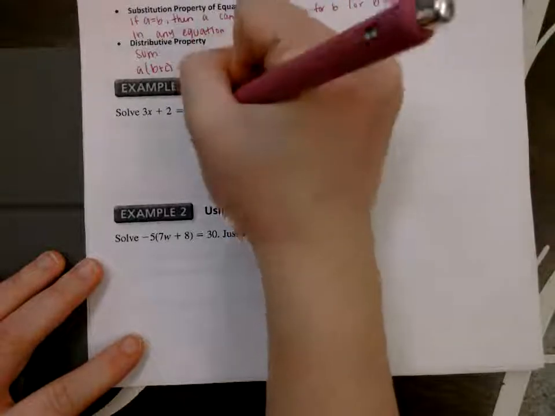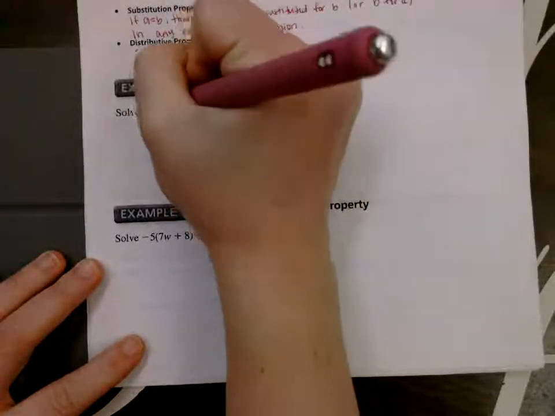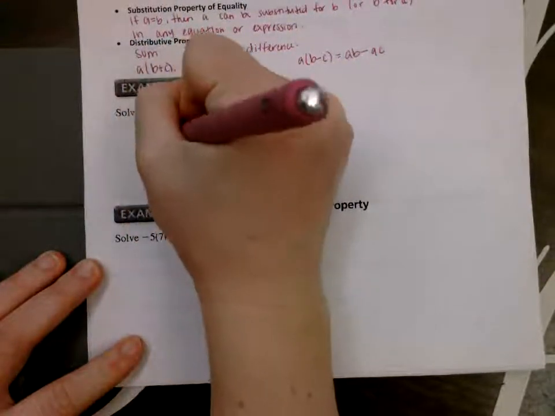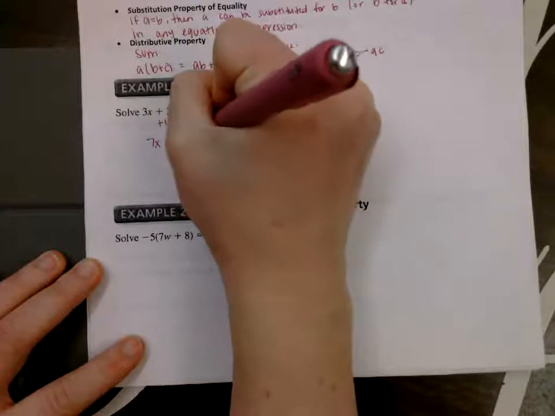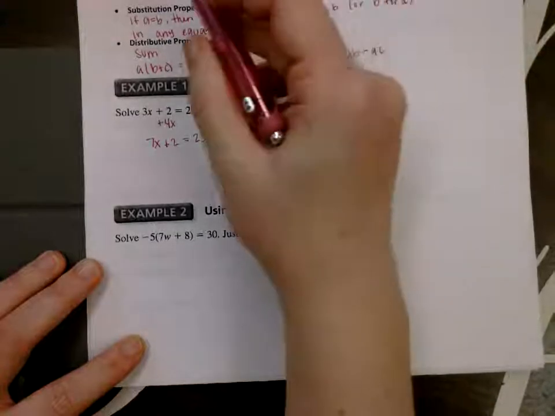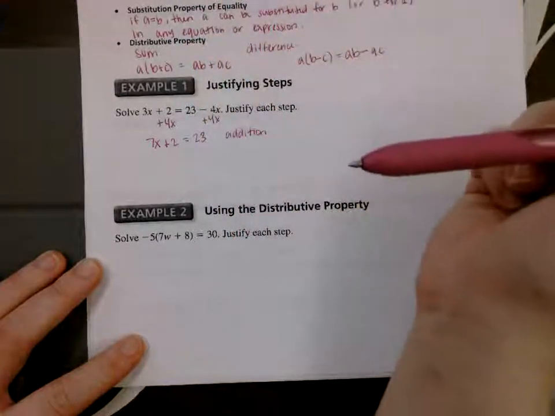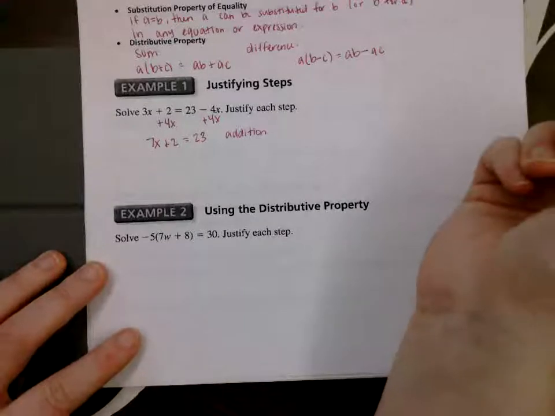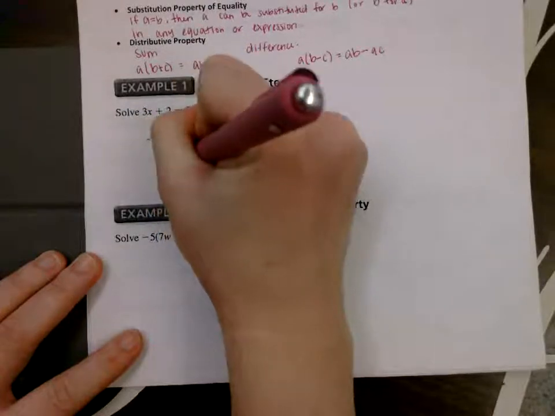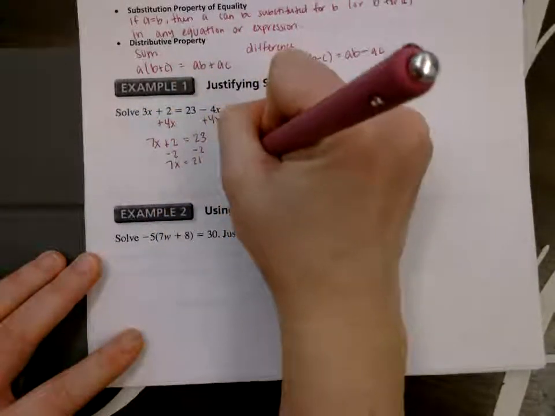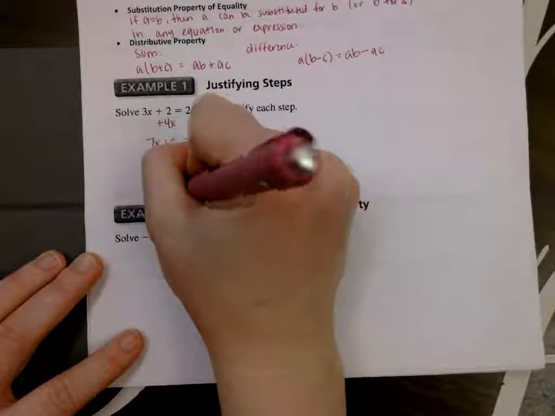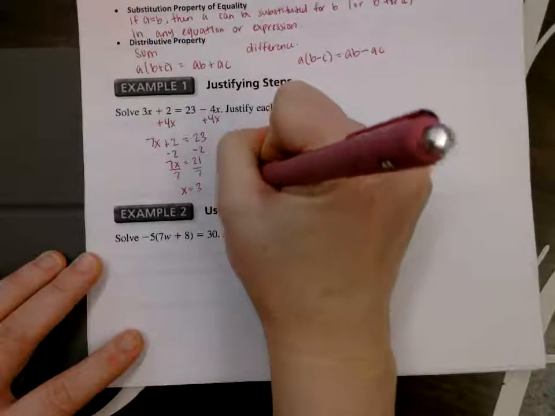So the first thing that I would do here is that I would add 4x to both sides. So that would give me 7x plus 2 is equal to 23. Okay, and I did that by doing addition. It's technically the addition property of equality from up higher, but you can just write addition if you want. You don't have to write property every single time. Then I would subtract 2, so then I get 7x is equal to 21, and I got that step by doing subtraction property, and then I would divide by 7 to get that x is equal to 3, and I got that by doing division.